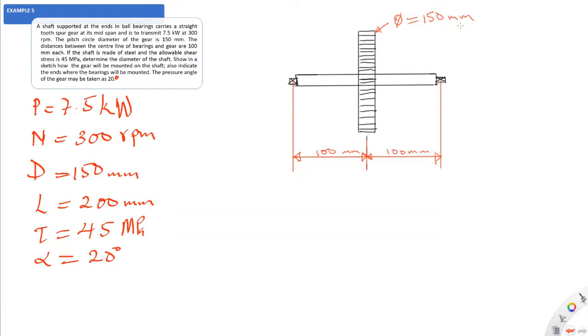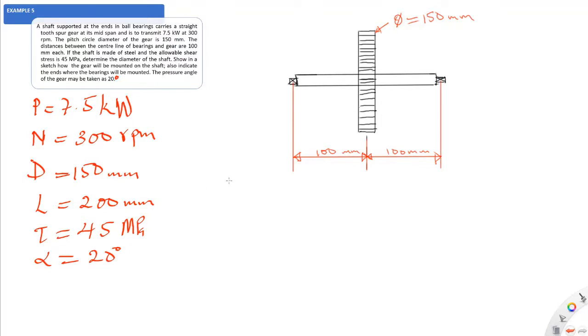The pitch circle of the gear is that circle in the middle of the gear where the power is usually transmitted during the operation of the gear. That is the diameter which has been given to us, and the pressure angle has been given as 20 degrees.